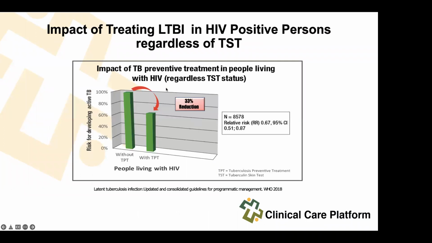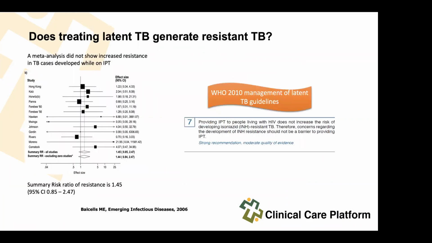In this particular group, we are looking at the same study, but now they said regardless of the TST result, right? So in other words, here a TST was not done. Whether one had a TST that's positive or not, it didn't matter. As long as you are HIV positive, you are given TB preventative treatment. And you can see up to a 33% reduction in the risk of developing TB. And this is what we are aiming for as we introduce latent TB treatments in this context.